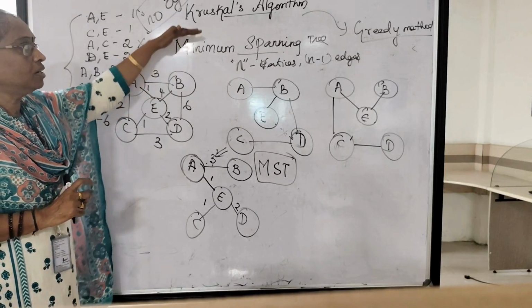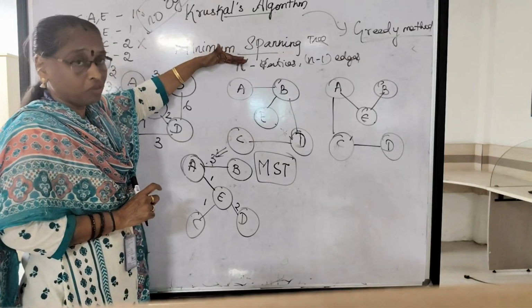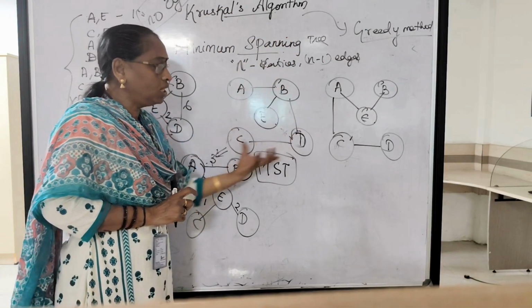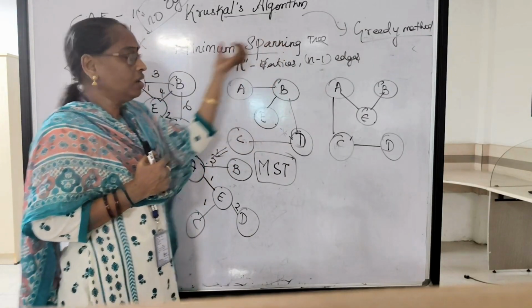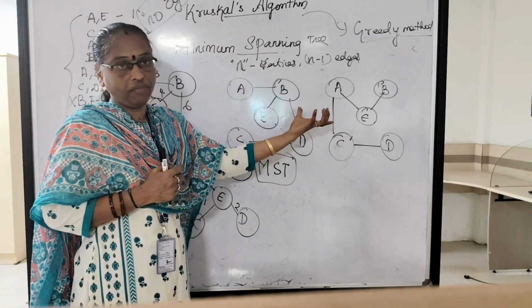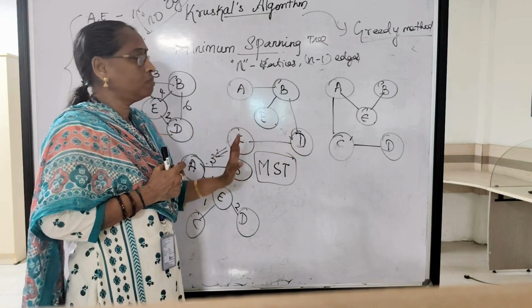So this is your Kruskal algorithm. The Kruskal algorithm is used to find the minimum spanning tree. So what is a spanning tree? I need to cover all the nodes with fewer edges. That is a spanning tree. For a particular graph, I can have many spanning trees. I can create n possible spanning trees with different possibilities.